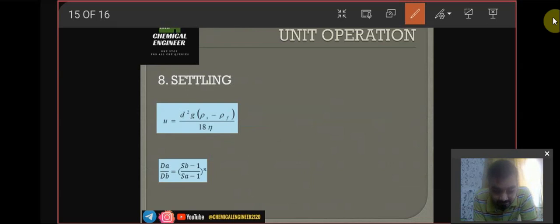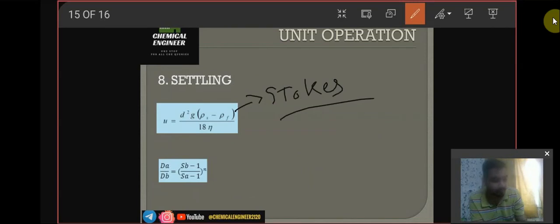So settling, this is laminar condition settling. This equation is known as the Stokes equation. In the Stokes equation we have laminar conditions. So this is the general direct equation for velocity. GATE always asks this question: find the velocity or find the diameter of a particle.